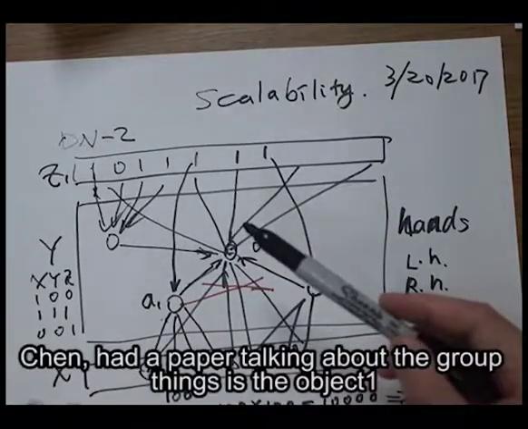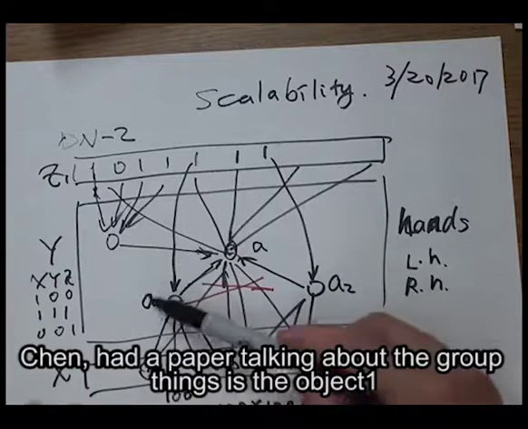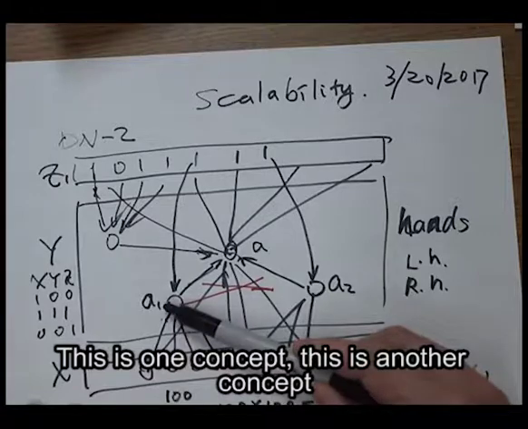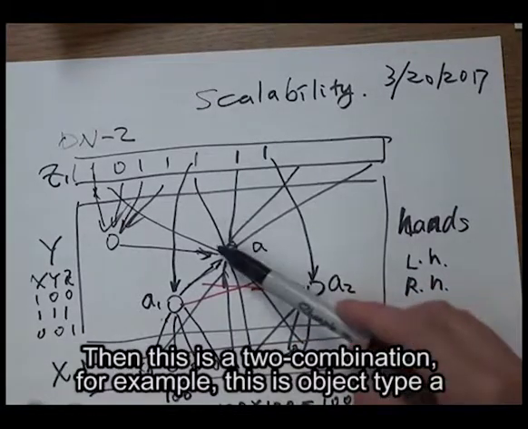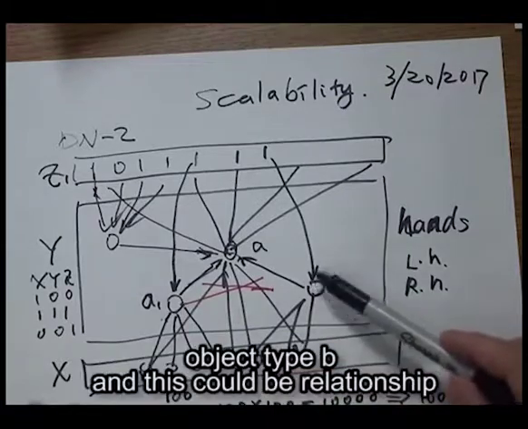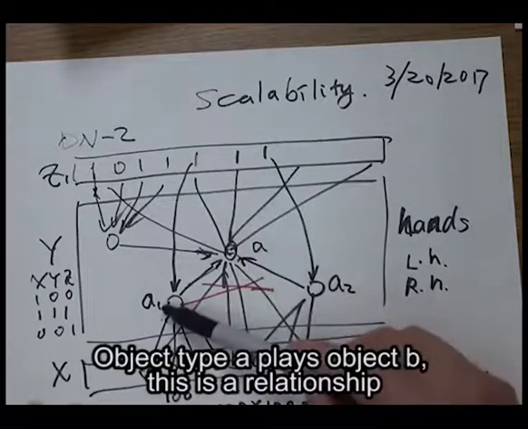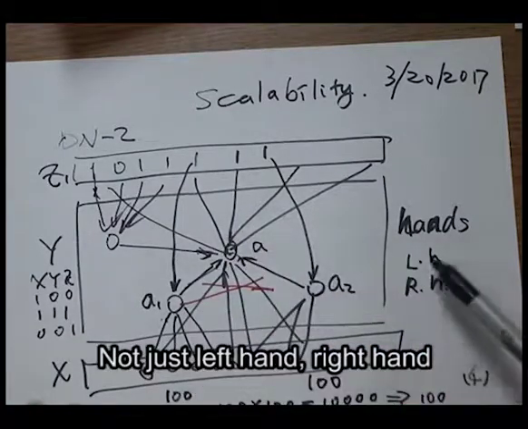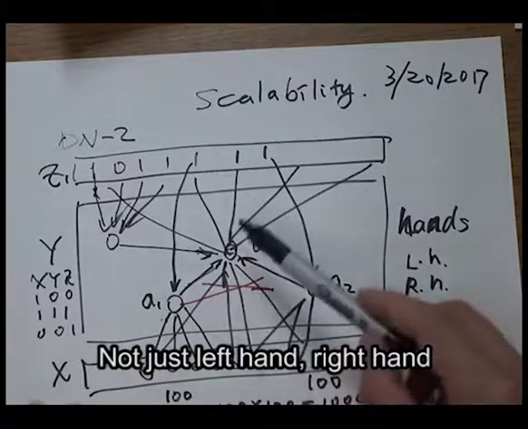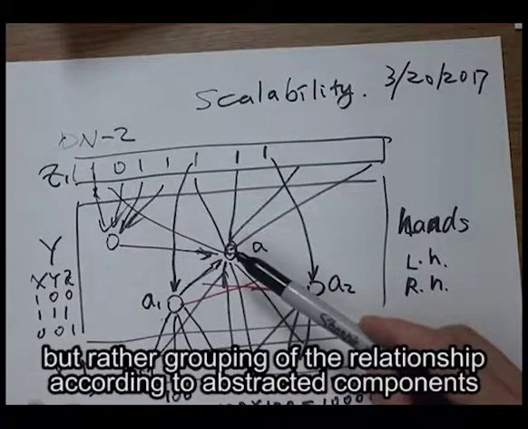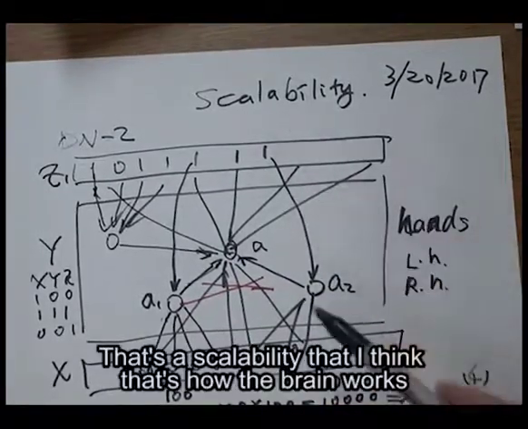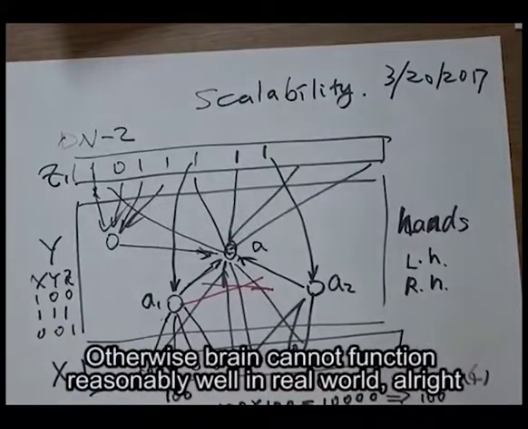Now, Or Chen had a paper talking about the group. Say this is object 1, this is object 2, and this becomes a group. All right. This is one concept. This is another concept. Then this is a two combination. Give an example. This is object type A, object type B, and this could be a relationship. All right. Say object type A plays object B. Example. This is a relationship. All right. Not just left hand, right hand, but rather grouping of the relationship according to abstracted components. All right, that's the scalability that I think is how the brain works. Otherwise, the brain cannot function reasonably well in the real world.